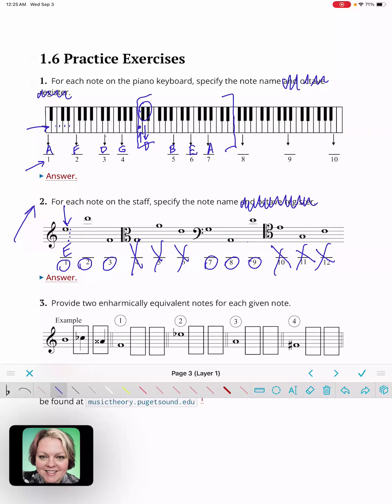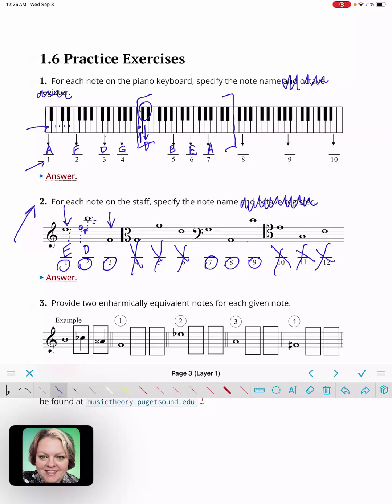The second one is one of the trickier ones because it is a ledger note. We do know the top line of the treble clef is an F, and we know that because of Every Good Boy Deserves Football. Since we know that's an F, the next space would be G, line is A, space is B, line is C. And then we get up here to this space note, we've got a D.